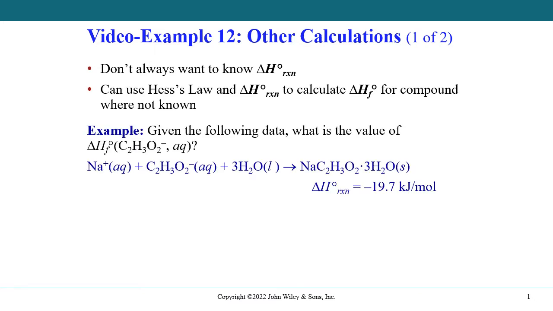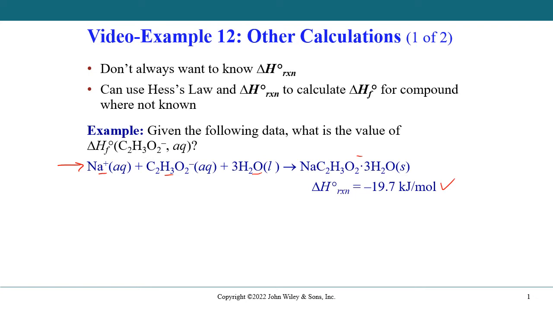This is what we're given. We're given the following information. We're given that thermochemical equation in blue. Here, I'll mark it for you, and we want to find the delta H of formation for the acetate ion. So we have sodium ions, this is sodium plus acetate plus water, giving us sodium acetate. Okay, and the delta H for the reaction is already given at minus 19.7 kilojoules per mole.